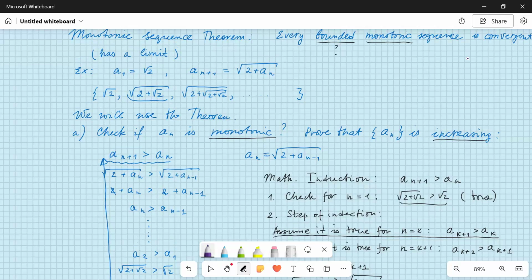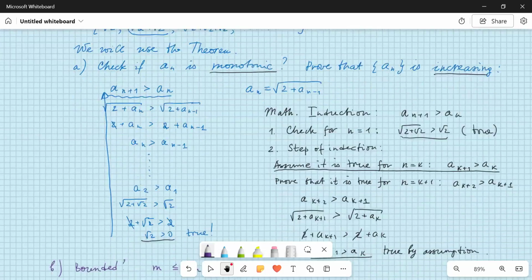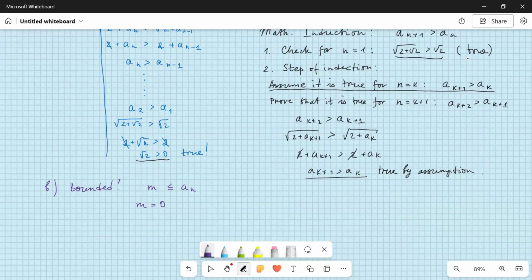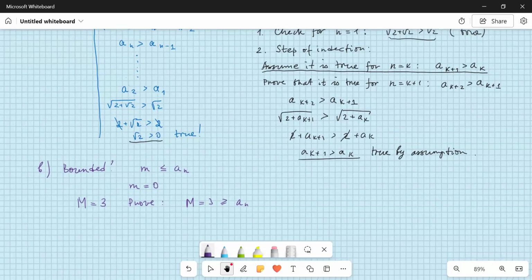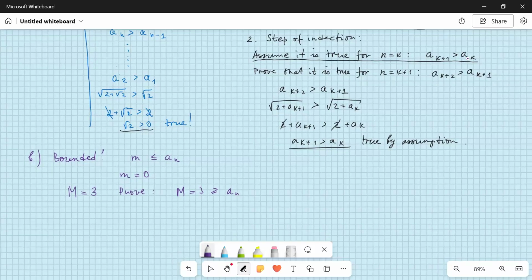Well, guys, it's probably hard for you to see what can be an upper bound number. I'm going to use big M equals 3. I think that terms are not going to go over 3. So I'm going to prove that M equals 3 is greater than or equal to all terms of my sequence. Probably I'm going to use math induction again, just because terms are given recursively and it's going to be a little bit easier. Now, guys, I'm not going to do a bunch of inequalities. I'm going to do the standard math induction method.